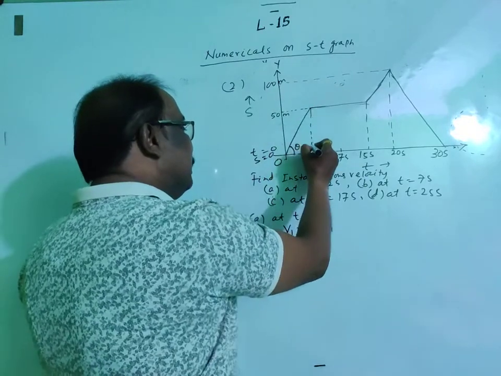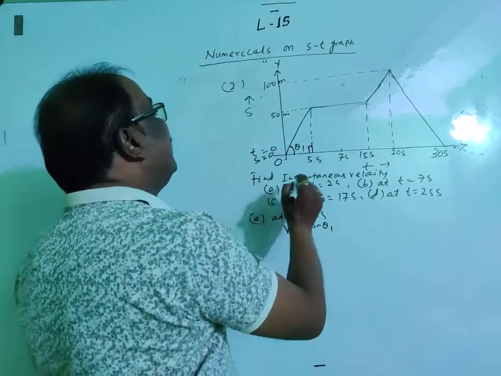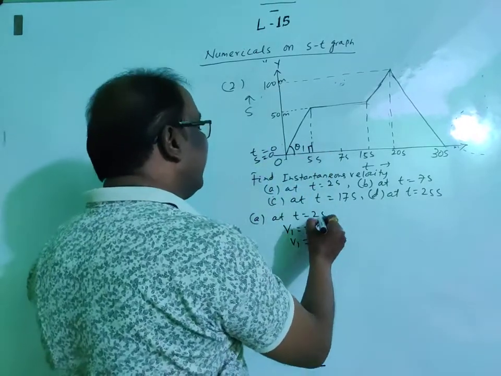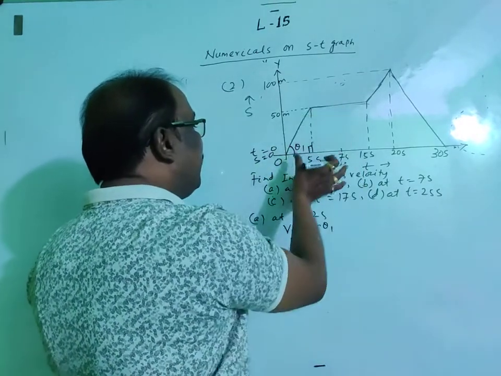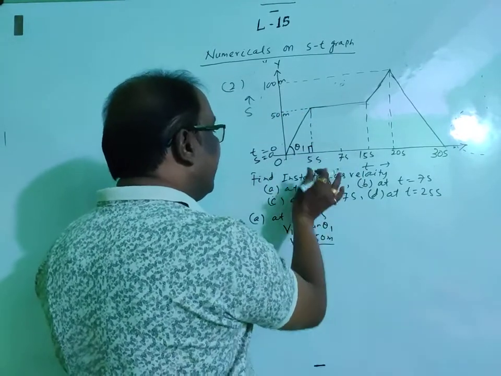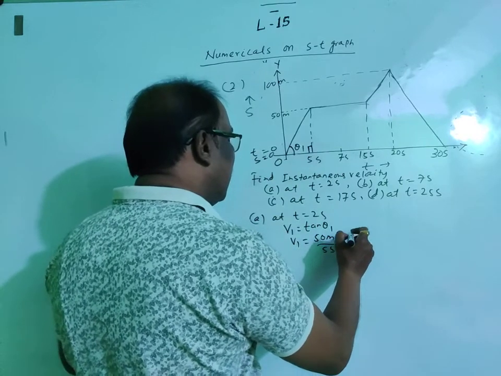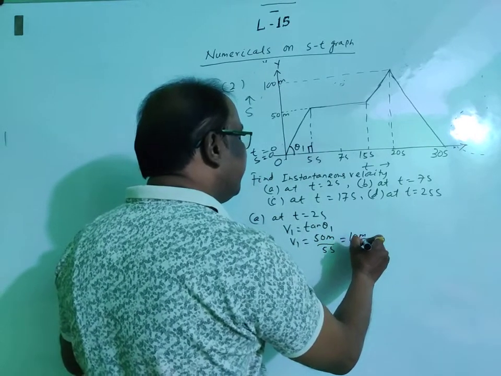See, this is a right angle triangle, this angle is 90 degrees. From this right angle triangle, tan theta is equal to perpendicular upon base. Here perpendicular is 50 meters and base is 5 seconds, and our answer is 10 meters per second.